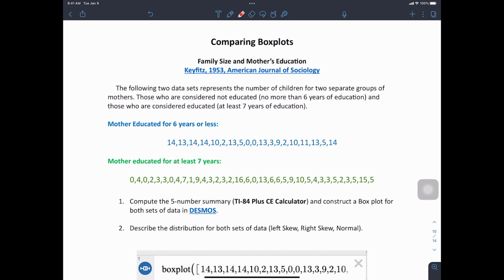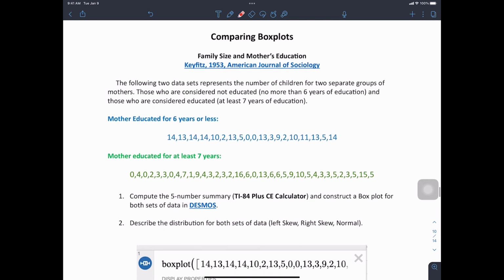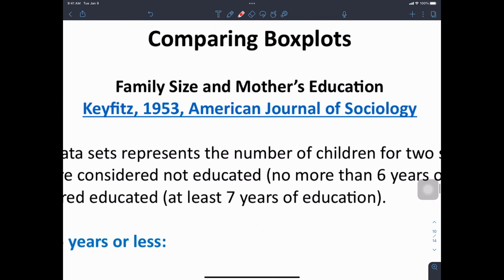Whose mother? Maybe I should say grandmother, because you know when this study was done? 1953 in the American Journal of what? Sociology, 1953. Boy, that was a long time ago. All right, let's see what this said.